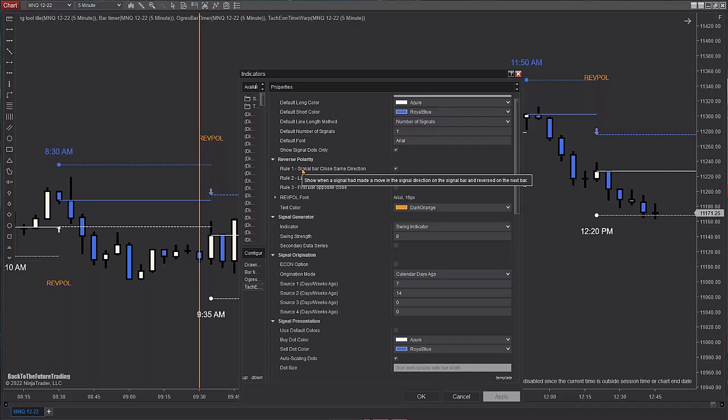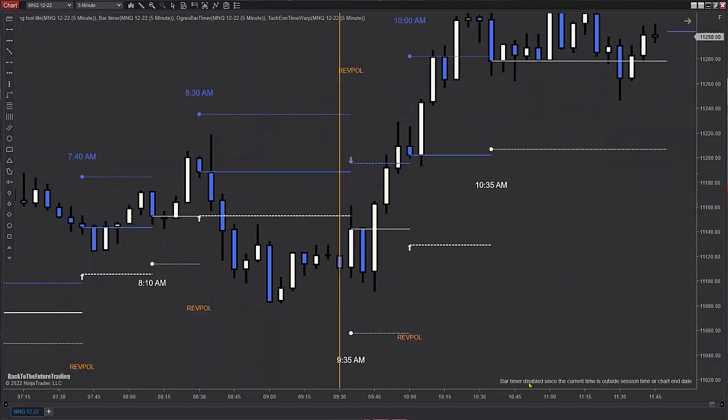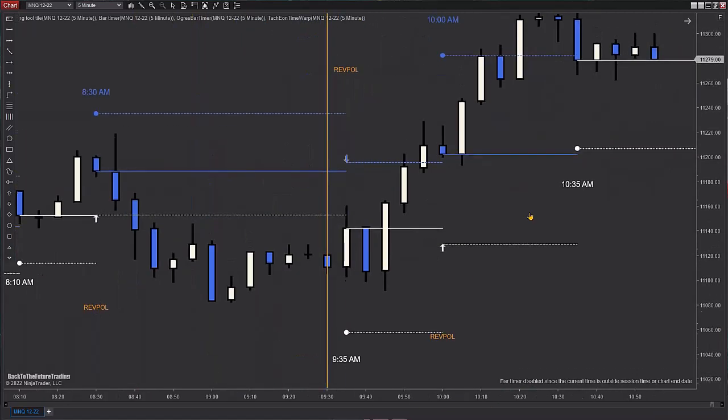Show when a signal has made a move in the signal direction on the signal bar, and then also reversed on the next bar. So maybe I shouldn't be getting in until that reversal on the next bar. Like here, for instance, this one does. I did get into this one short today, and I was supposed to if I'm following the rev pol rules. So here's the rev pol. We have an up signal, a buy signal, and we have a buy bar.